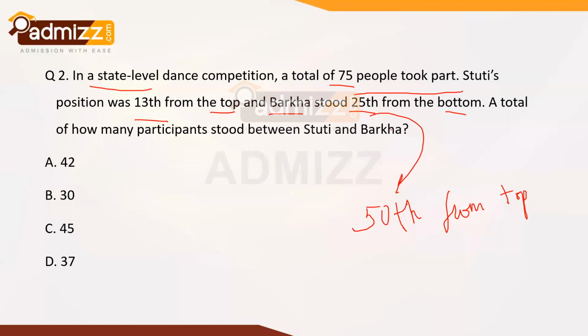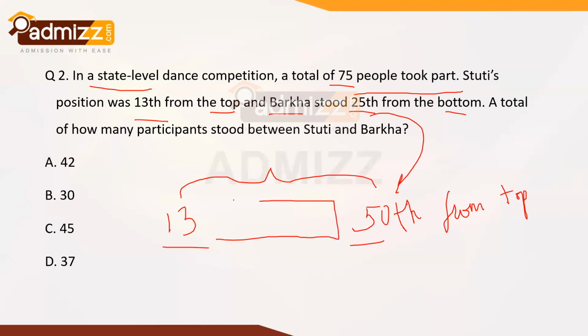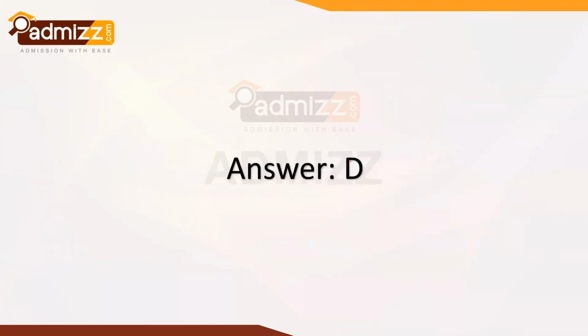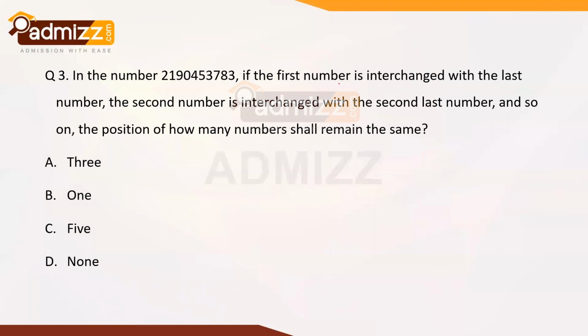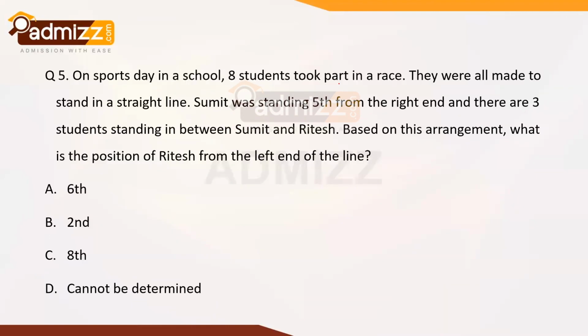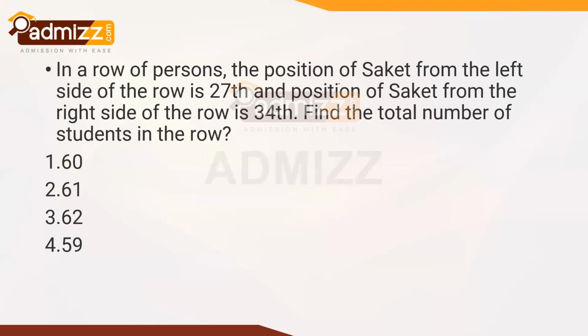So due to this, the position of Stuti is 13. We are asked how many students lie between them. That's basically 50 minus 13, right? The students who lie between them, right? So 50 minus 13 is 37, right? And that's the correct answer. This is quite easy, right? We'll not be doing this. We'll be moving on to this one, because this is more fun.